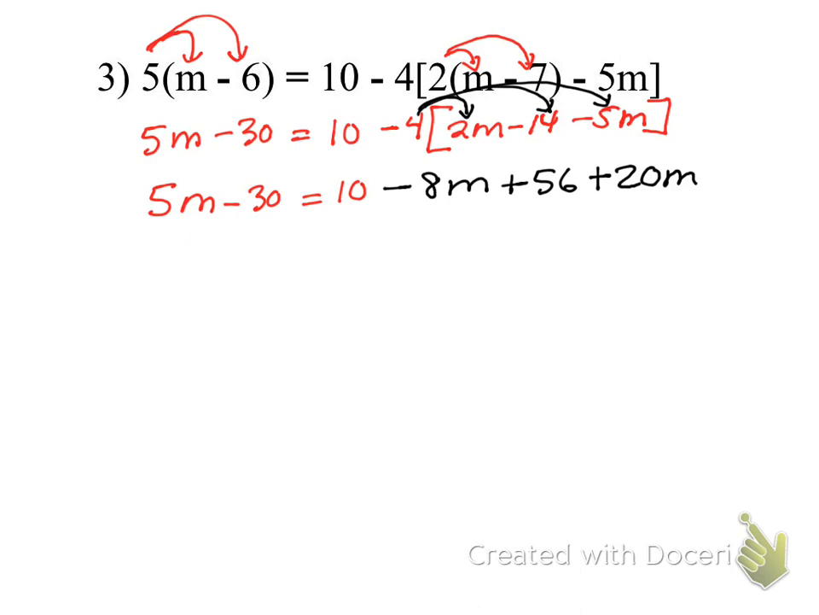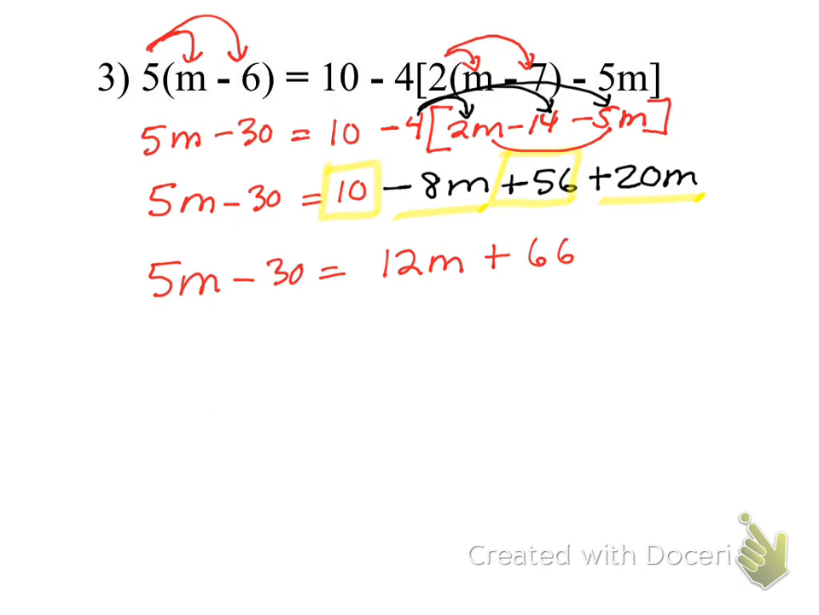Combine all the terms, so you get 5m minus 30 equals 12m plus 66. We could have combined the like terms. It still would work out to be the 12m plus 66. And then I've got plus 30, I guess. And then I've got 5m equals 12m.